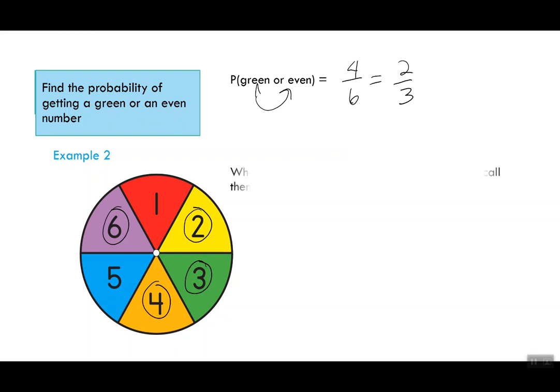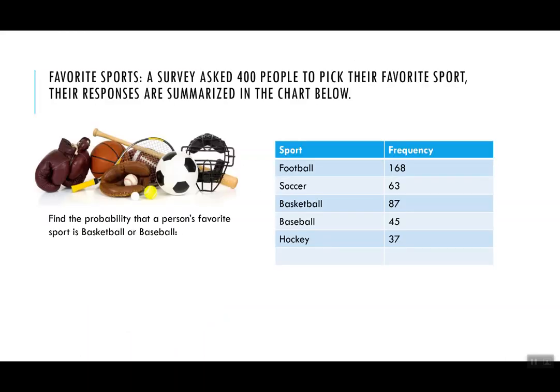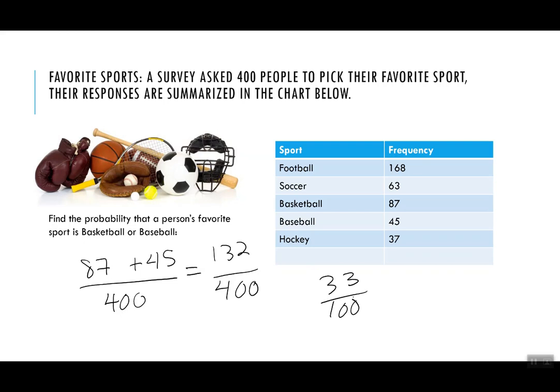In this example, we have a survey of 400 people asked to pick their favorite sport. Their responses are in the chart below. Find the probability that a person's favorite sport is basketball or baseball. We can see basketball, 87 picked that to be their favorite. Baseball, that was 45, and remember there was a total of 400 people. 87 and 45 gives us a total of 132 over 400. Anytime you have a fraction, you want to make sure you reduce it to lowest terms. So I can see 132 and 400. I could divide by 4. I end up with 33 over 100.